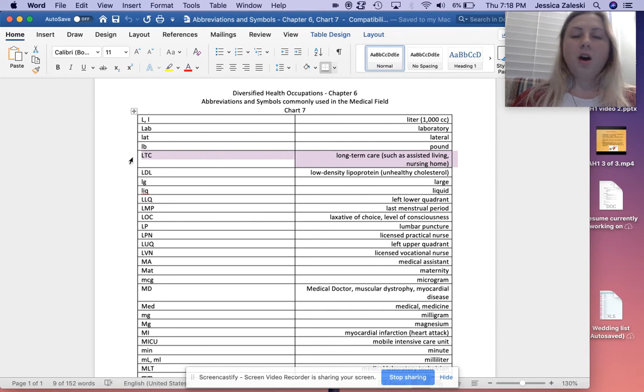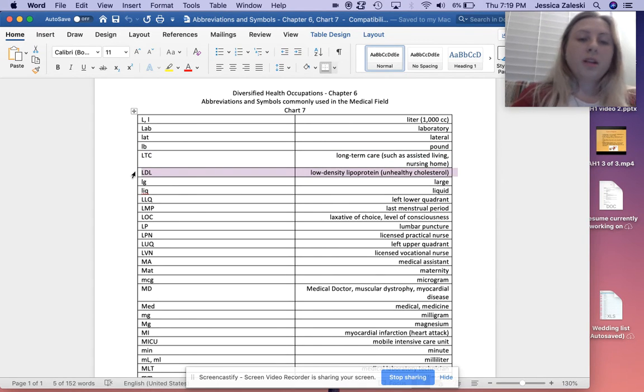LTC, all capitals. This is a long-term care facility. So this is like a nursing home, assisted living facility, maybe some sort of rehab facility, all labeled under long-term care. You're there for more than a short period of time. It doesn't mean they don't accept short-term patients that are only there a few days or a week, but generally you might have residents that stay there for months or maybe years.